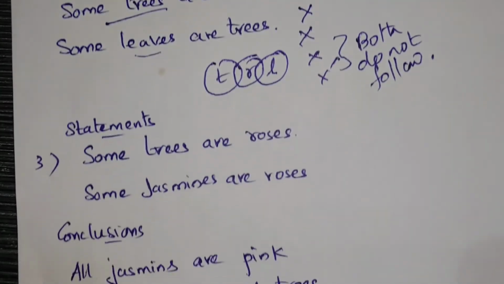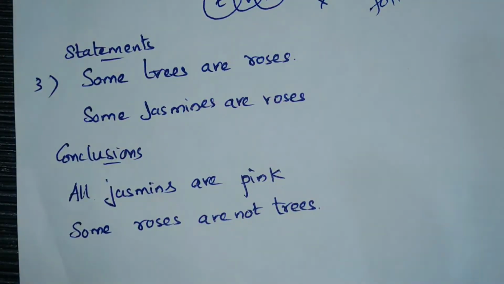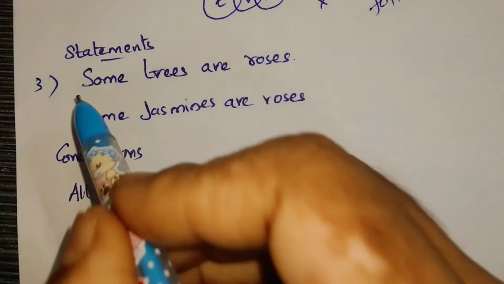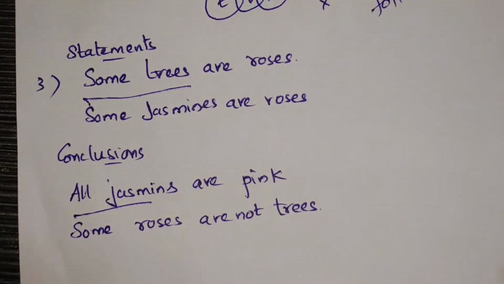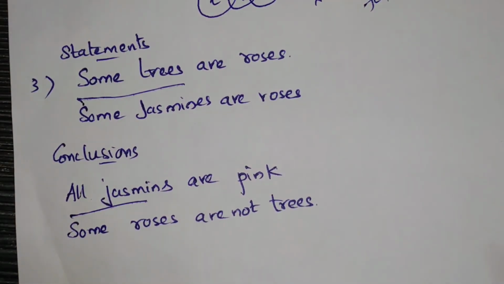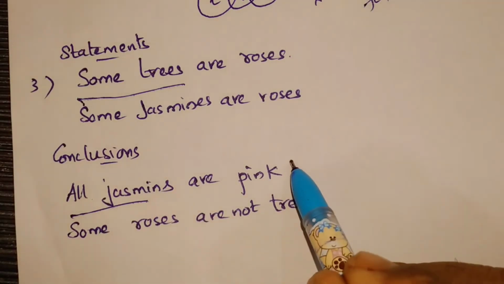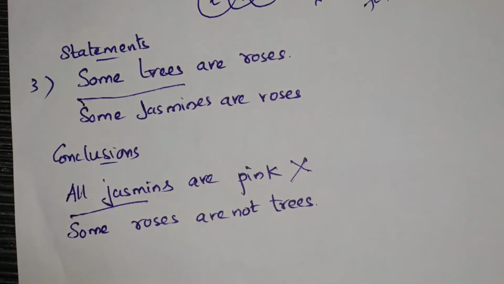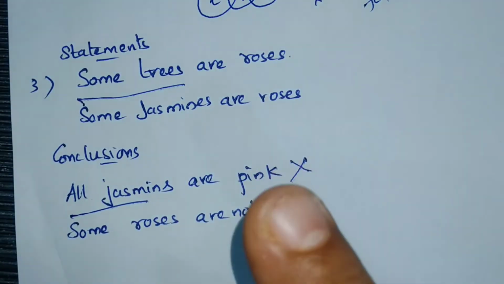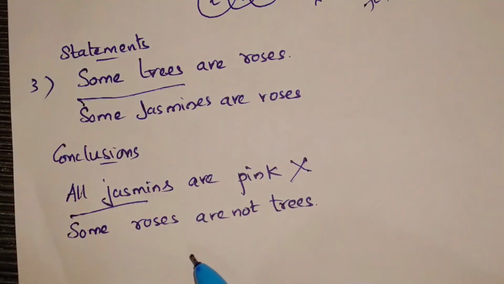Let us see the next one. Some trees are roses, all jasmines are pink. When "some" is there, all will not come. You know that: some is there, some can come, all will not come. So "all jasmines are pink" doesn't follow at all. Without a Venn diagram itself, we can tell: some is there, some may come, not all.